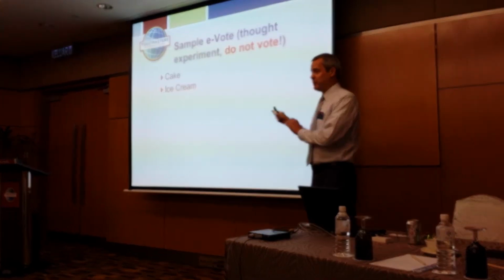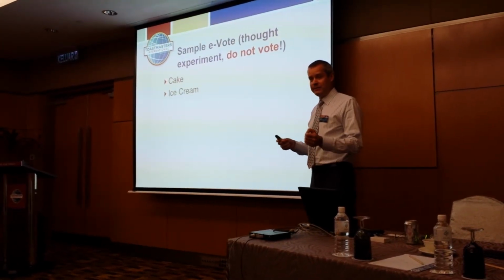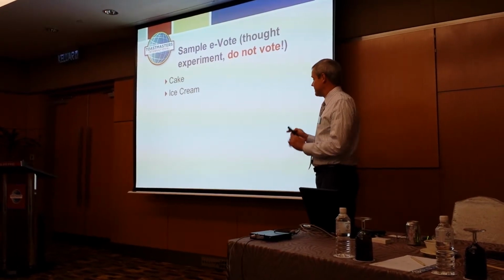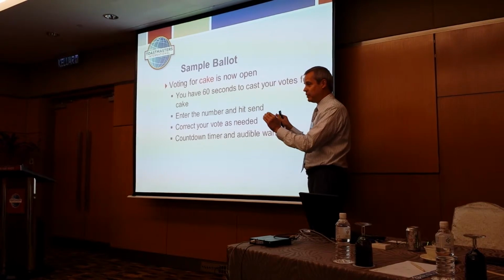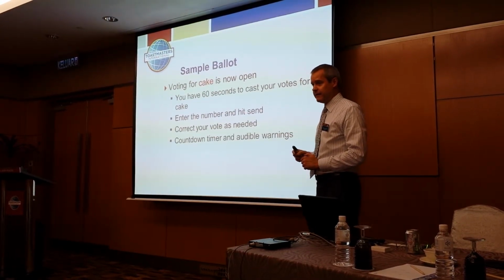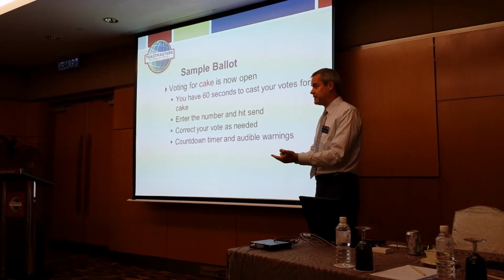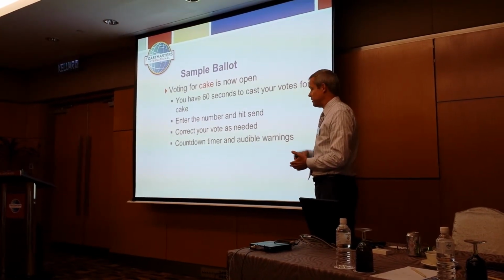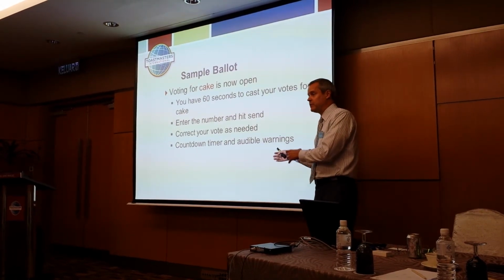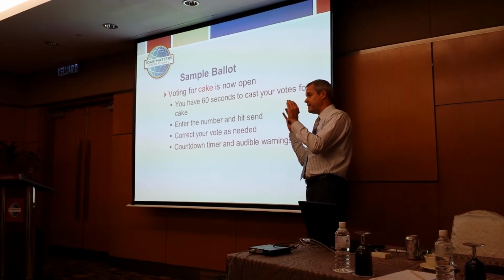Sample vote, thought experiment. Do not try to actually vote. We're going to pick our favorite dessert. Do we like cake or ice cream? This is how it'll work. Announcement: Voting for cake is now open. Cast your votes for cake now. Put in the number of votes you want for cake and hit send. If you made a mistake, edit the new number. Put the new number in and hit send. There'll be a countdown timer. There'll be verbal announcements. You will know when that minute is drawing to an end. Voting for cake is now closed.